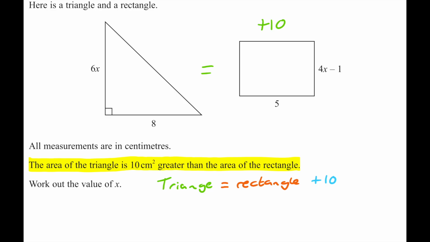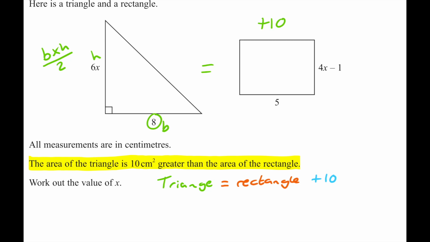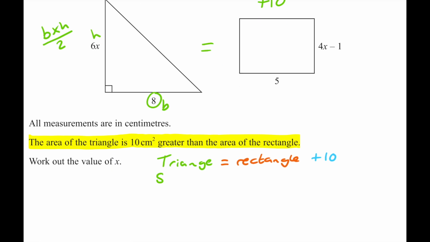In order to work out the area of the triangle, we do the base times the height divided by 2. So the base for this triangle is 8. I'll put a b there. Your height is 6x and your perpendicular height is 6x, and then you would divide by 2. So in this case, it would be 8 multiplied by 6x divided by 2. 8 times 6 then gives you 48, divided by 2 gives you 24, multiplied by x, you would get 24x.